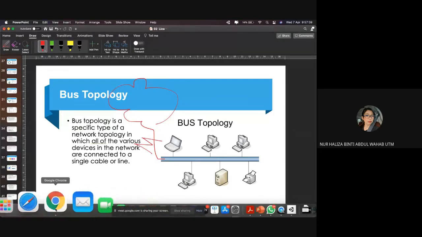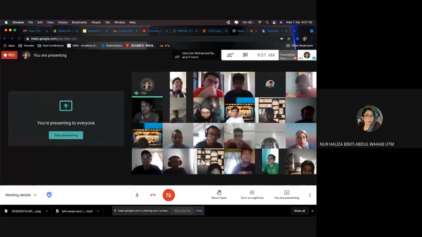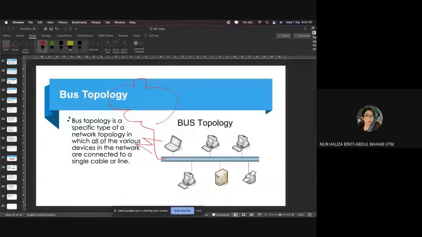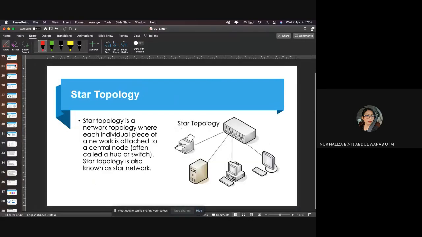So thank you. So I want to pick another person to explain. Haniful Khairi. Haniful Khairi, I want you to explain about star topology. Which one is the star topology? Okay. Haniful. Haniful.